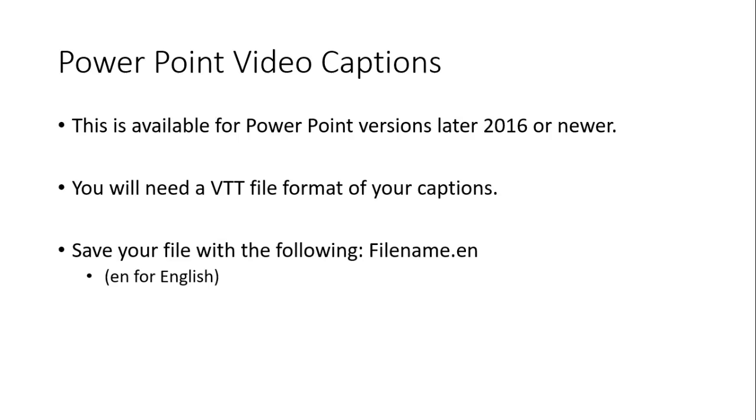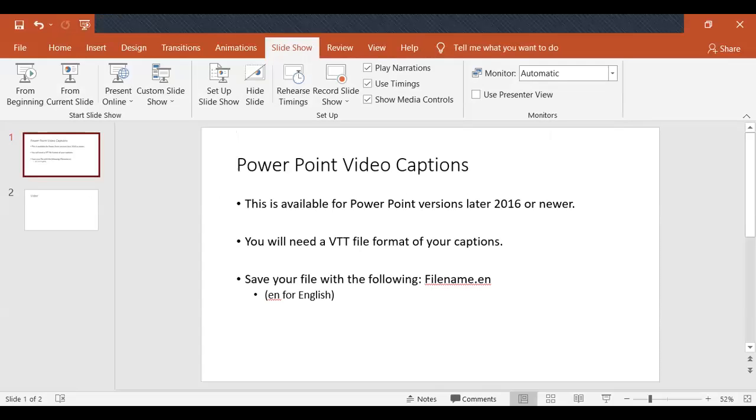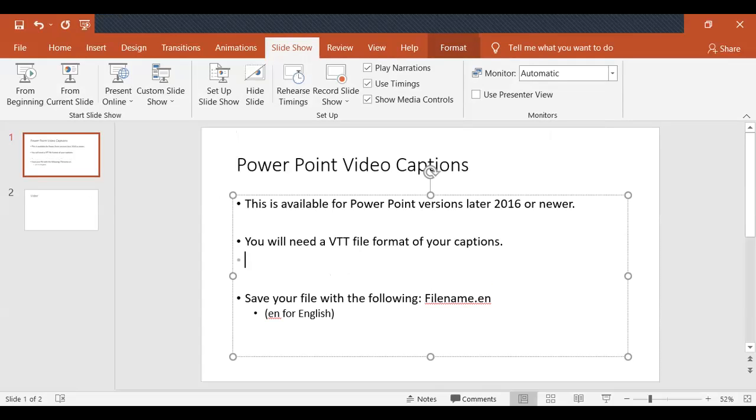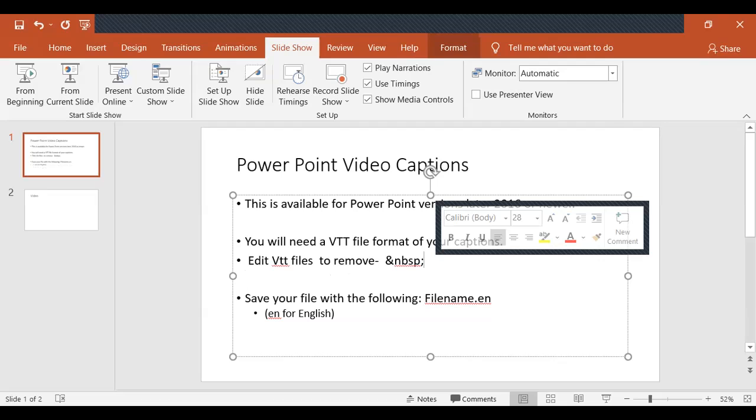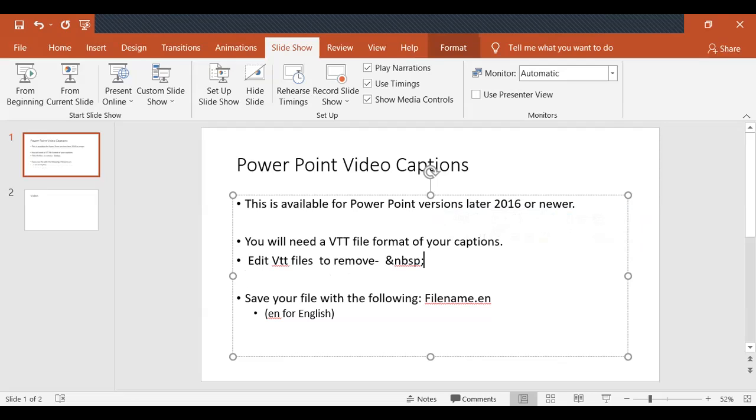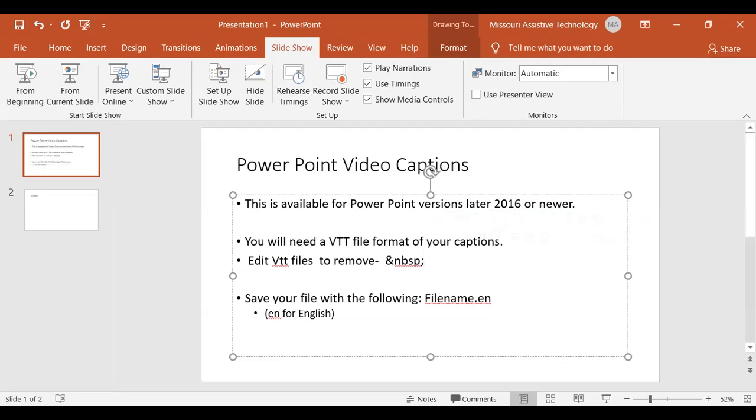When you do that, you're going to want to go into the file and edit the file. You may see with YouTube, when it produces a VTT file, it throws these little symbols in there, the letters N, B, S, P, and semicolon. I'm sure there's some reason why that occurs, but we don't need that in our VTT file. So you would open the VTT file up. It's like a little notepad file, and you would just remove those.